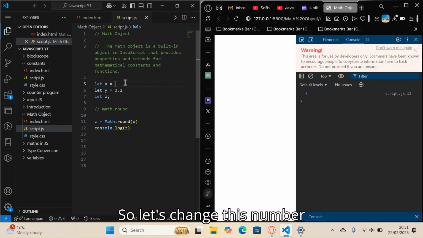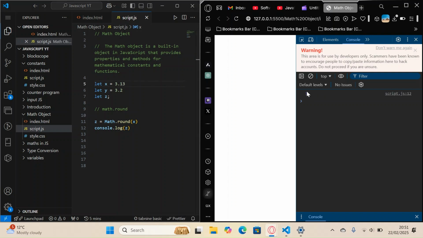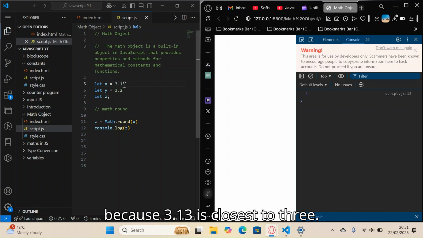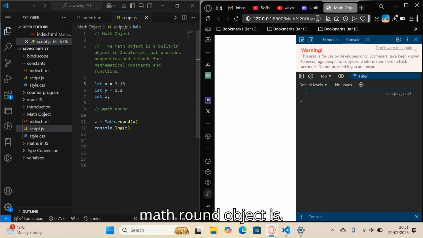So let's change this number to 3.13. It still says 3 because 3.13 is closest to 3. Yeah, so this is what the math round object is.